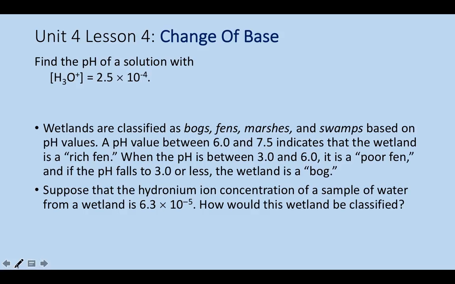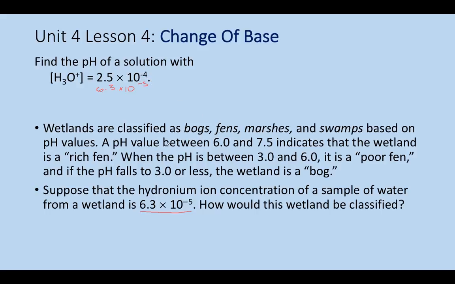All right, so here is an application question. It says find the pH of a solution with this. I'm actually going to shorten this up a little bit. We'll just combine these two things. We'll replace this with 6.3 times 10 to the negative fifth. So we'll just do it one time.